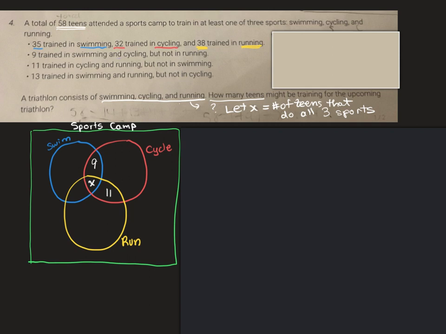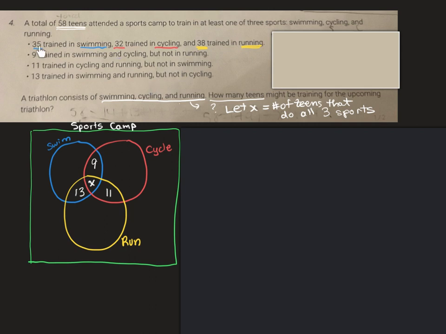All right, and then 13 trained in swimming, so blue circle, and running. So the overlap of the blue circle and the yellow circle would be these 2 regions, but not cycling. So that X, which is in the red circle, we wouldn't consider. We'd only consider this area right here would be the 13. So there we go. We've employed now all 3 of these, 9, 11, 13, into our Venn diagram.